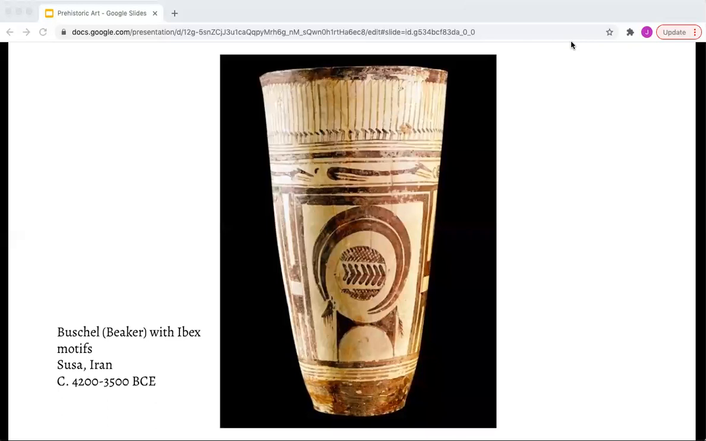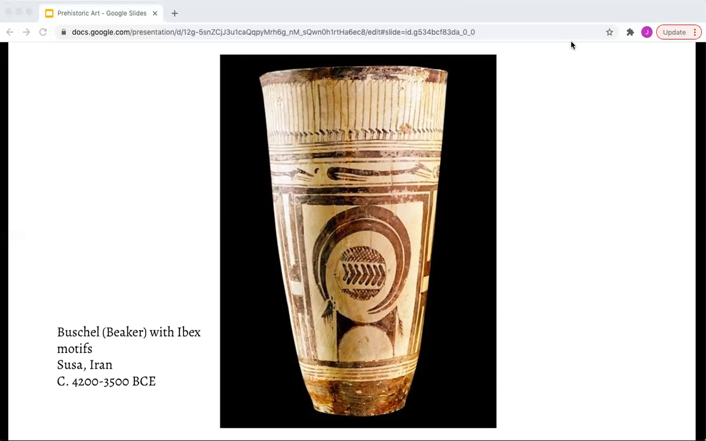So to begin with, we're going to look at this piece from Unit 1, bushel with Ibex motif, or beaker with Ibex motif. And again, this is from our prehistoric unit, so we do not have any written evidence as to what this is for, but we are using context surrounding where it was found to make inferences about what it was used for and what it was intended for and what it means.